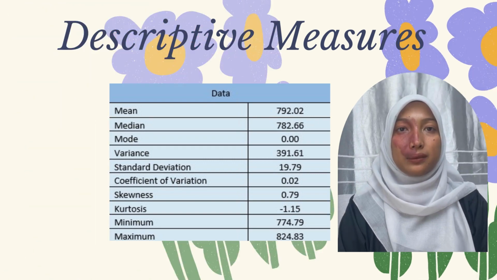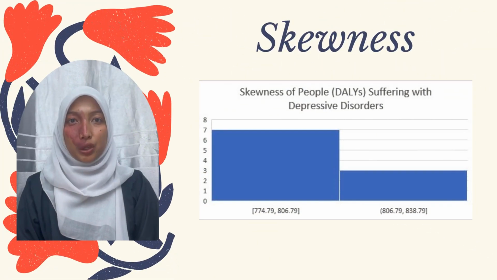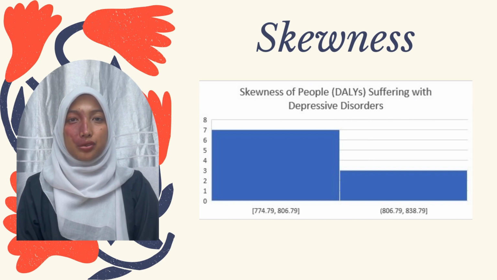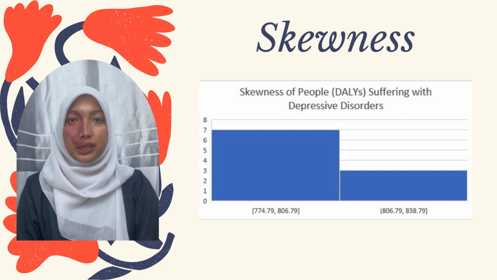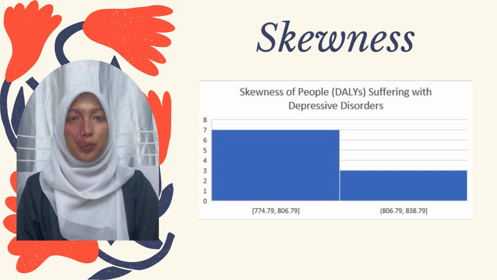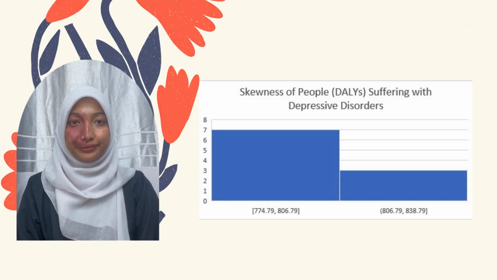for investment. Furthermore, we have skewness, which helps analyze a dataset's structure and features, revealing its distribution and outliers. According to my data, the value of skewness is 0.79, which means the peak of the distribution is on the left.